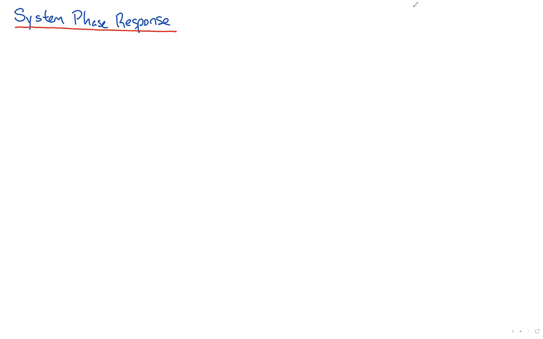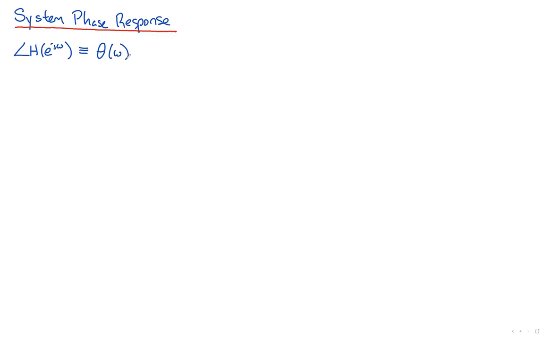Last part of this lesson. What is system phase response, and why is linear phase response a big deal? First, what is system phase response in general? We're talking here about what the angle is, what the phase is of the system. And it's so important that we give it its own moniker. We call it theta of omega, or the system phase response.